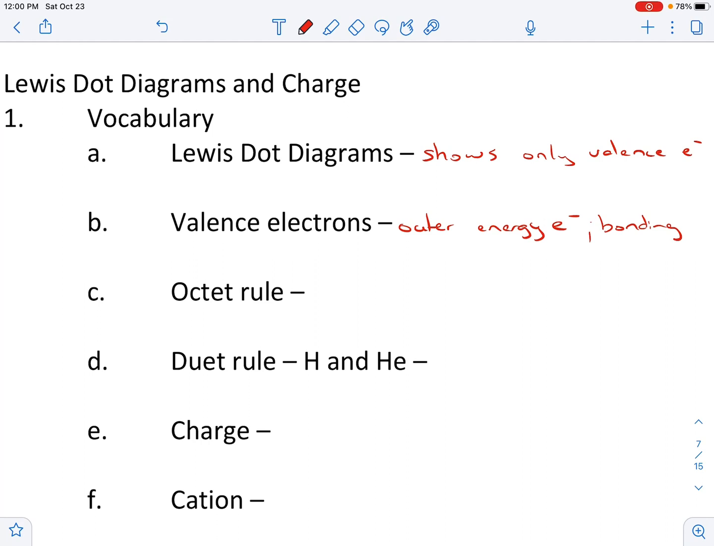So like I said, trying to get to 8 is what is called the octet rule. So we're all trying to get 8 electrons with the exception of 2 elements, and that is hydrogen and helium, because they can only fit 2 in their outer shell. So they're trying to get 2 electrons in their outer shell.